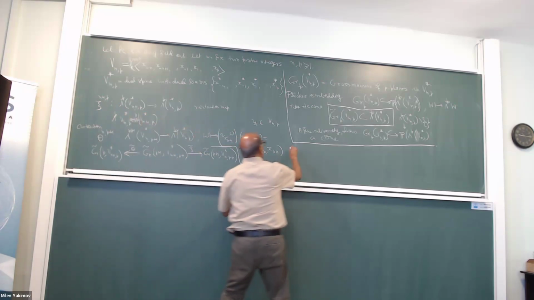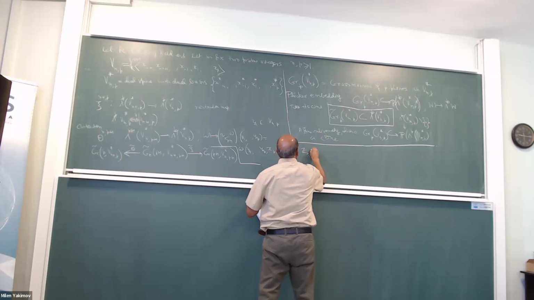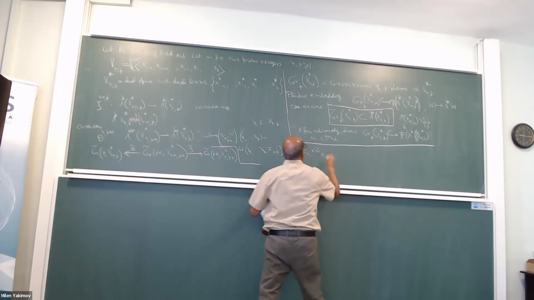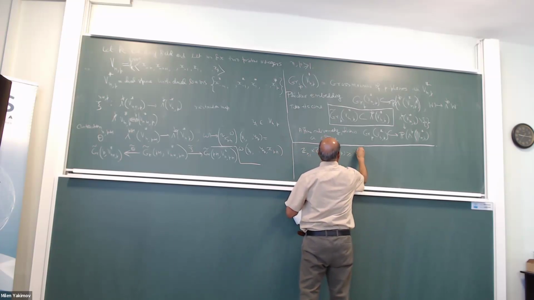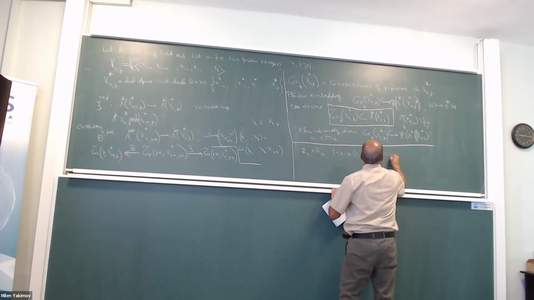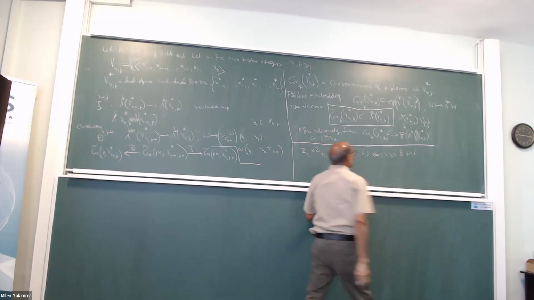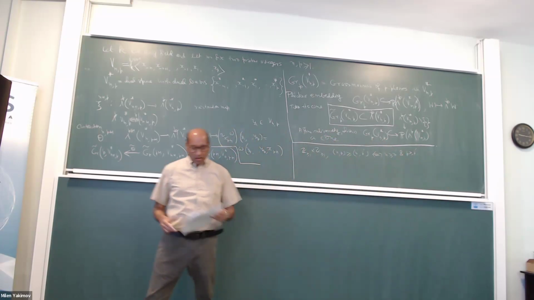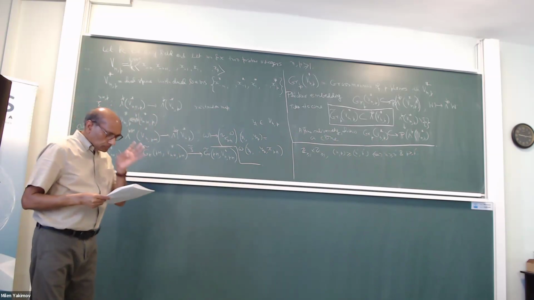Now let's define a partial order. So I'm going to define a partial order: (n, p) is bigger or equal to (n', p') if and only if n is bigger or equal to n' and p is bigger or equal to p'. Okay. So, right.